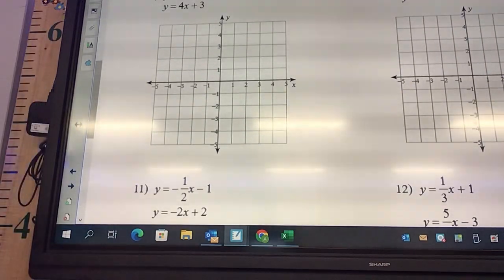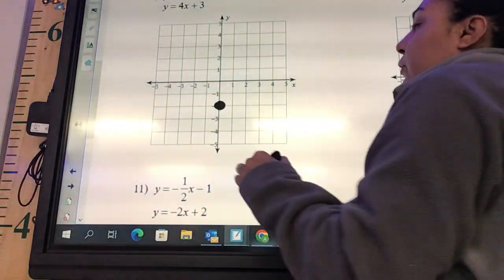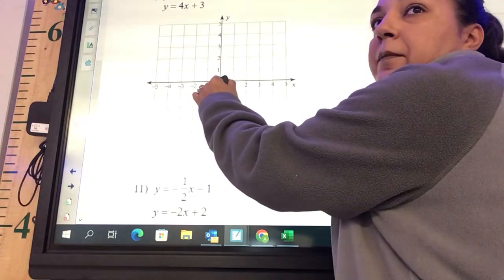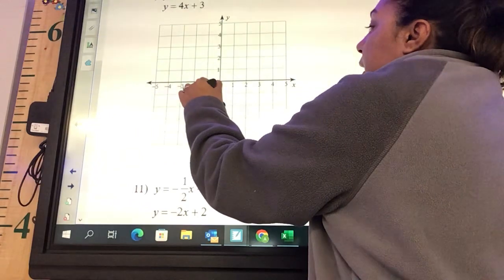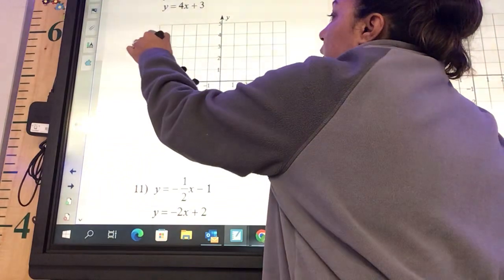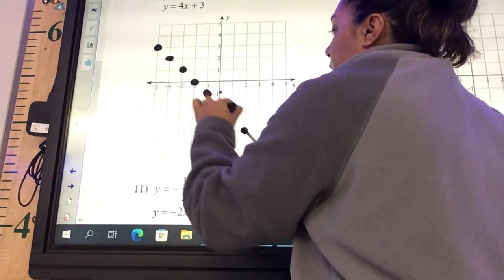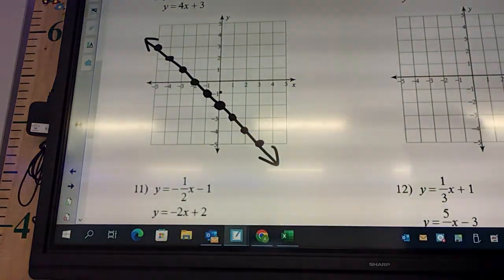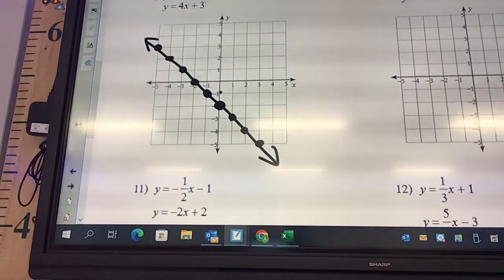Okay, number 9. Where does the first one start out at? -2. What is our slope? -1. So we're going to go up 1 over 1. Which way? To the left. So we're going to go up 1 over 1. Up 1 over 1. How many points do you have to plot on your second line? Enough for it to intersect.